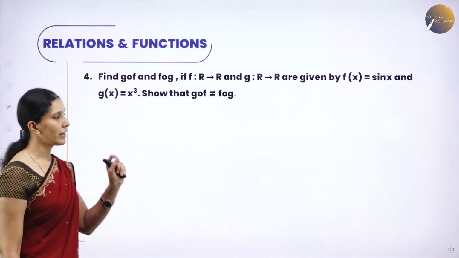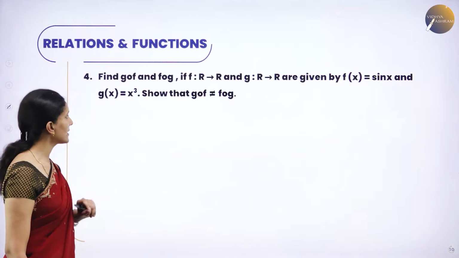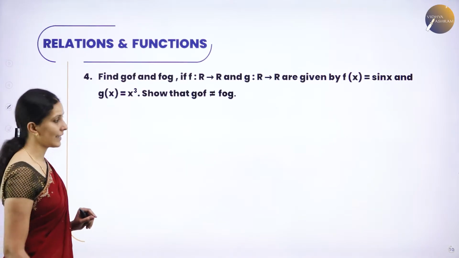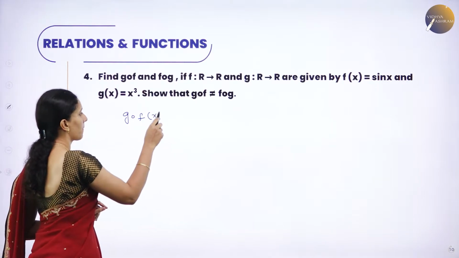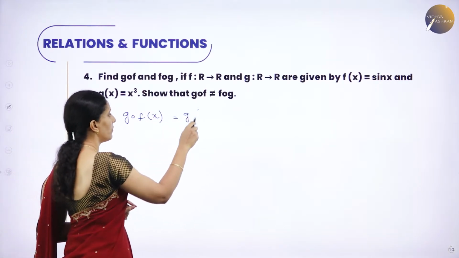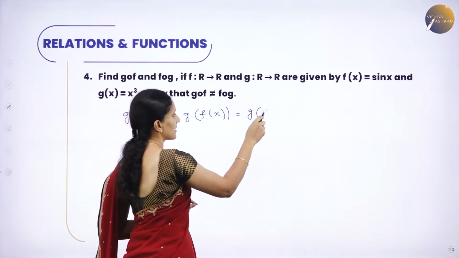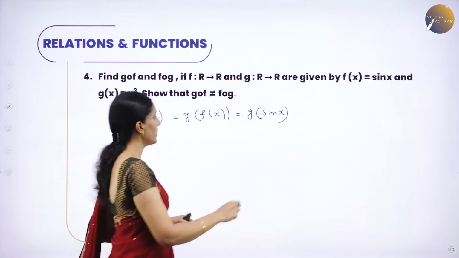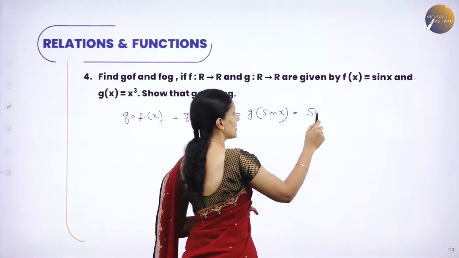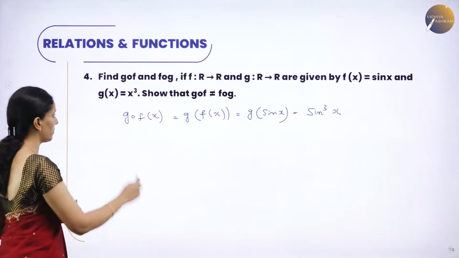Both f and g are from set of real numbers to set of real numbers. f of x is sin x and g of x is x cube. So let's write g naught f of x, so g of f of x. What is f of x? Sin x. What is g of x? x cube. So this becomes sin cube x, or we can write sin x whole cube.